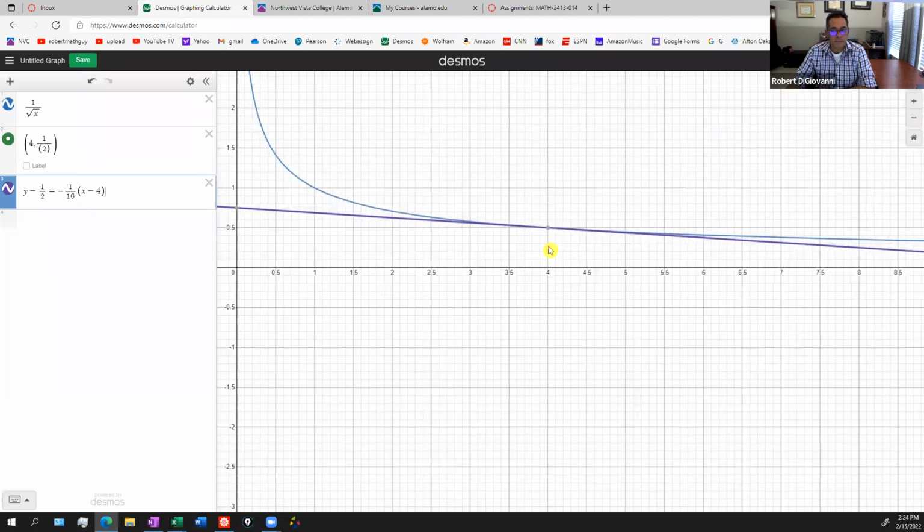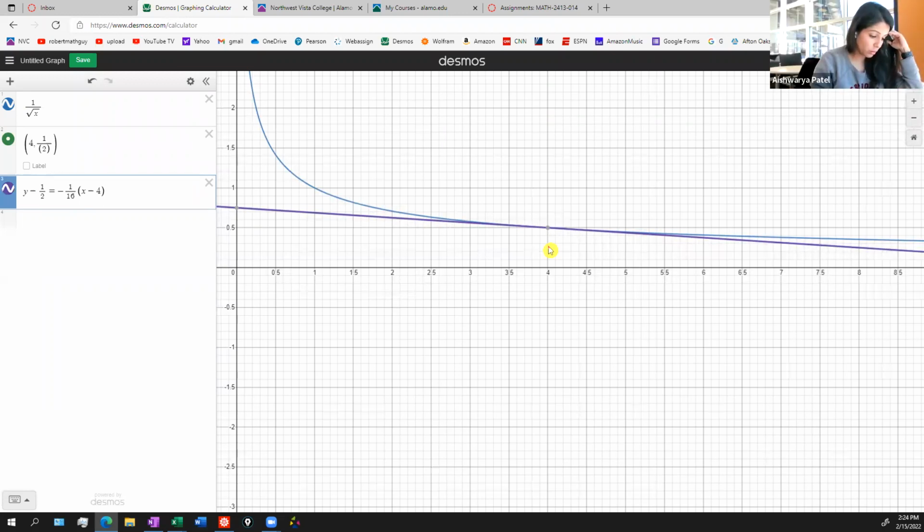I have a question. Yes. So because this is only pertaining to the point 4, 1/2, that equation is also just for 4, 1/2, right? Not that entire. That's right. This equation is only for that specific tangent line. If we go to a different point on the curve, we will have a different slope and a different equation.